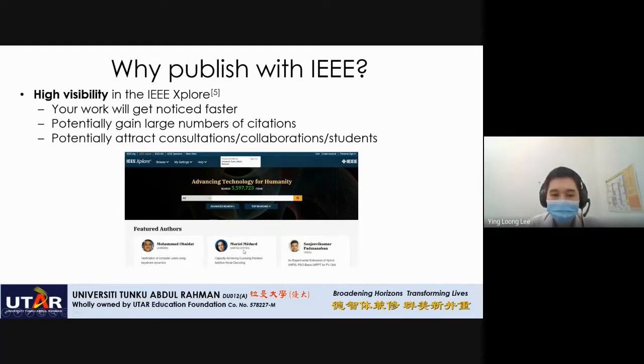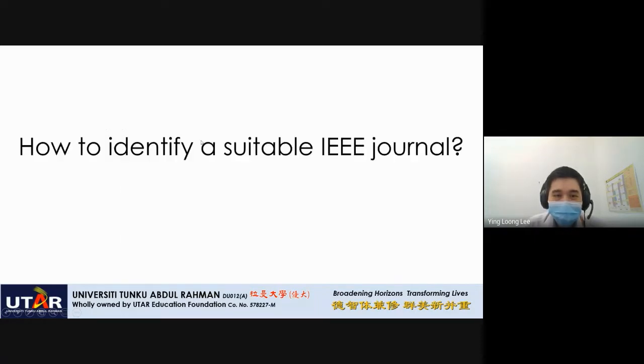So you can see this is a website. Sometimes on the website, they will feature some popular authors or authors that have published a very important work. So you might get a chance to get featured here as well, right? So your work will actually get noticed and become a highlight. Okay, so these are the benefits if you publish articles in IEEE journals.